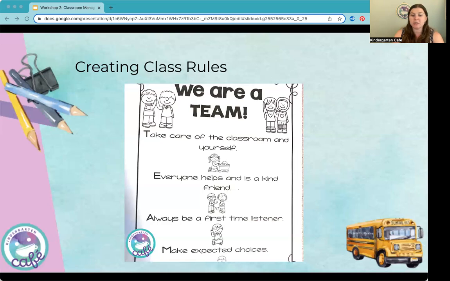We want to make sure that the rules are concise and positively worded. It's what they should do instead of what they shouldn't do. So oftentimes I reframe what they say into a positive way to say it. It should be in a visible location, and you refer to it as needed. And you use these rules as a framework for teaching expectations. So remember, our classroom rule is to be kind. Well, let's talk about what that means. Or remember, our expectation is to be a first-time listener. That's our class promise.